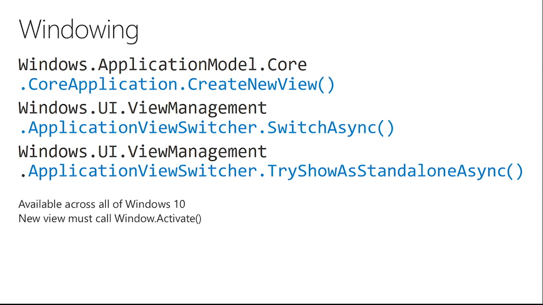A little bit more about windowing. You can create new windows, new views, and you can switch between the different views, and you can try show as standalone. So there are different options for managing the way that windows work on your desktop, and that's available across all of Windows 10. Each new view must call Window.Activate. It's probably best to look at the samples if you want to do this kind of thing and figure out how to do it. But just to make you aware that we're not talking solely about single window apps. You can actually do this kind of stuff.